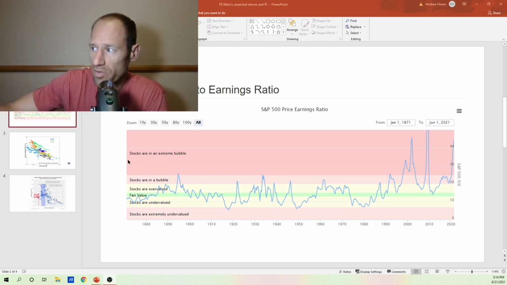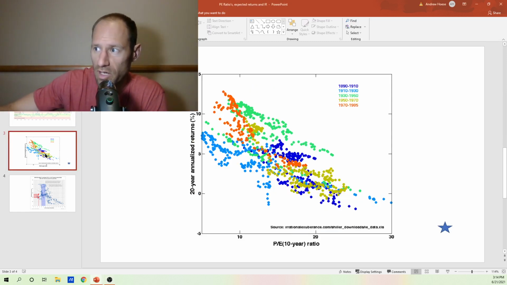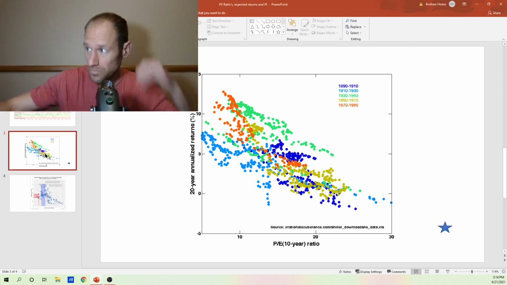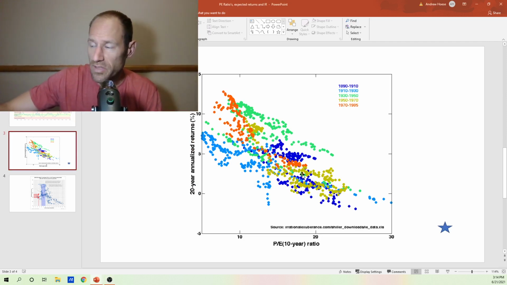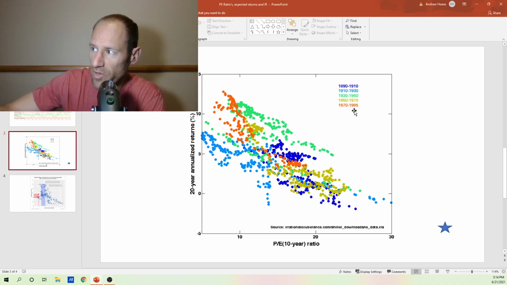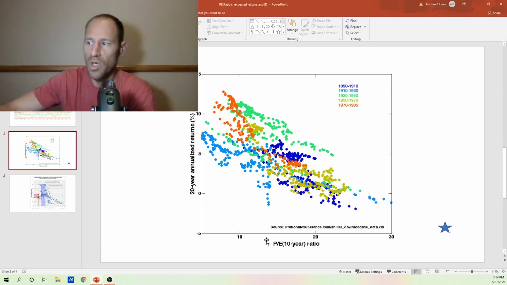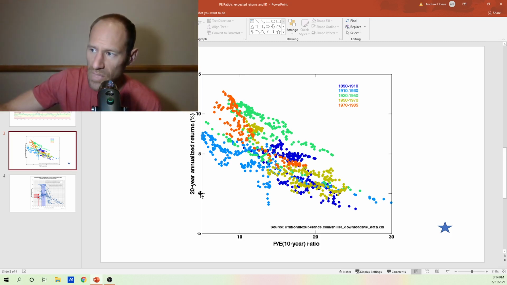Now I'm going to do another chart here. This is a scatter plot here, and what it is, they put the time frames. This is the 1890 to 1910, the dark blue, but these are just the time frames. And what we're looking at here is the 20-year annualized returns in percent.